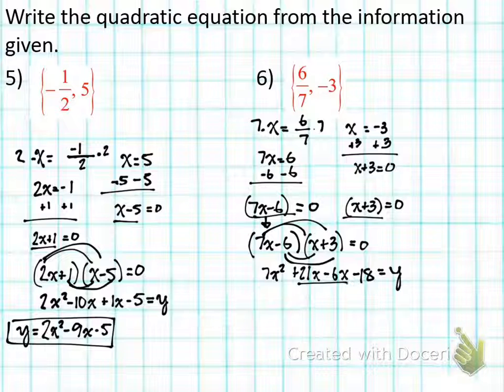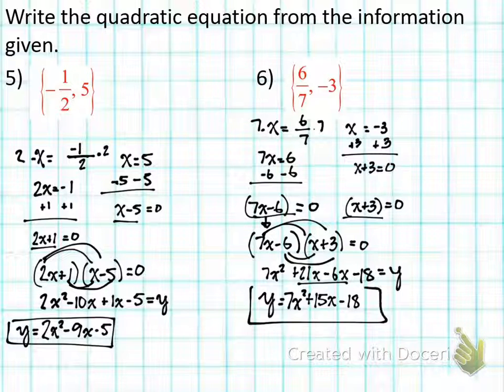Combining like terms, we're going to combine those two, which make 15x. And it's a positive 15x. So we're going to start with the y. Y is equal to 7x squared plus 15x minus 18. And that's it. That's your answer. Alright? Alright, so write that down if you got it wrong. That concludes the lesson.